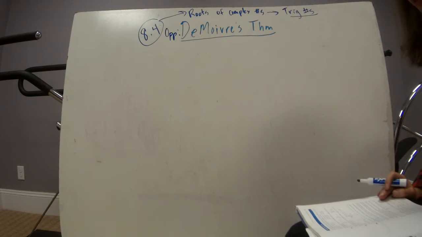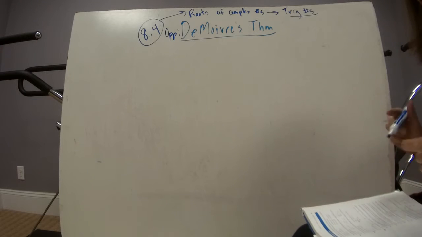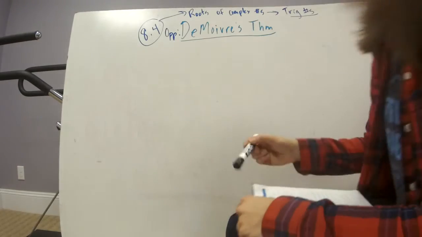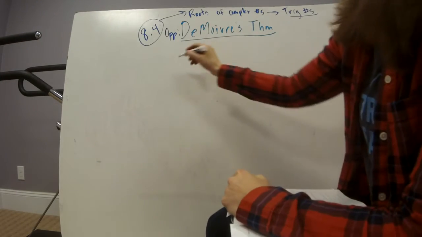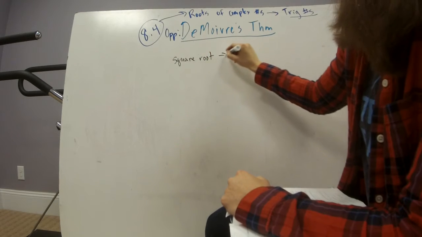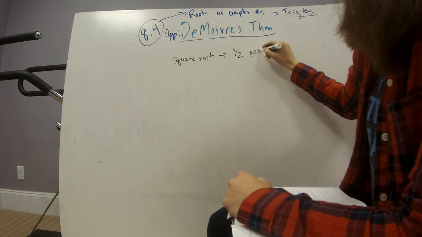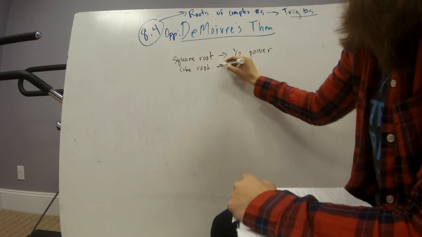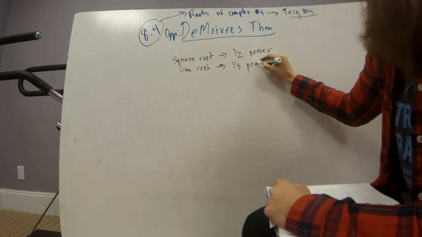And that kind of seems weird. You might be like, what do you mean by that? So here is what I mean by that. One thing you have to remember is that if you're taking a root, a square root is the same thing as a 1/2 power, right? We kind of learned that in algebra. Or a cube root is the same thing as a 1/3 power.